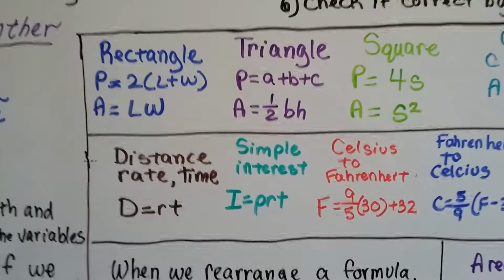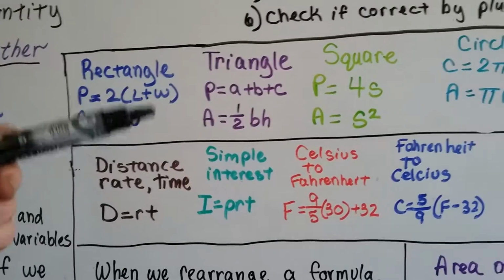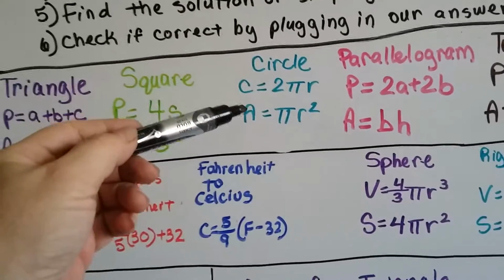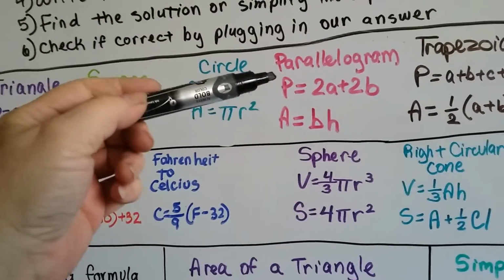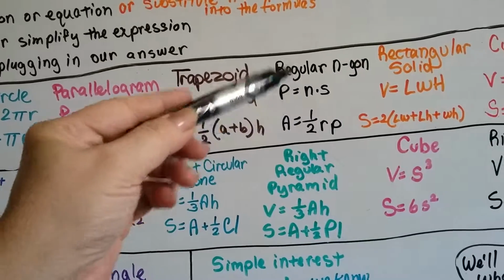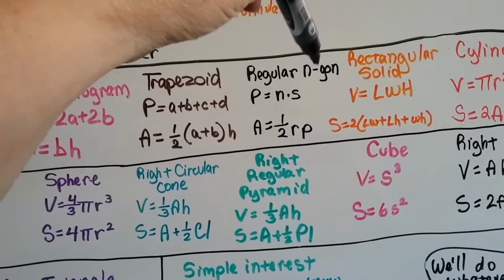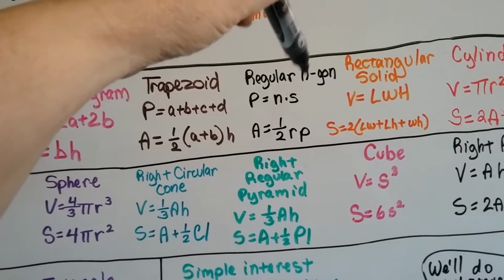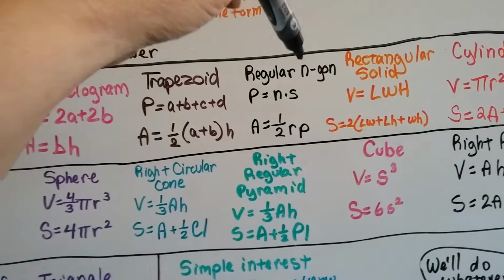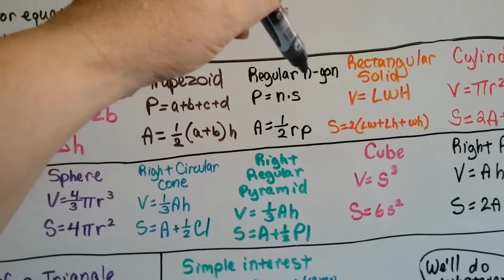So let's take a look at all of these formulas. Look at this. We've got perimeter and area for rectangle, triangle, square. We've got the circumference and area of a circle. We've got the perimeter and area of a parallelogram, a trapezoid, and a regular n-gon. That means, when it says n-gon, it doesn't matter what number you put here, it is that polygon, okay? So it could be 12 or 29, however many sides it has. So they put an n just to stand for the number.